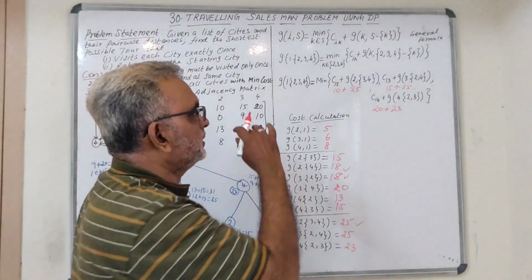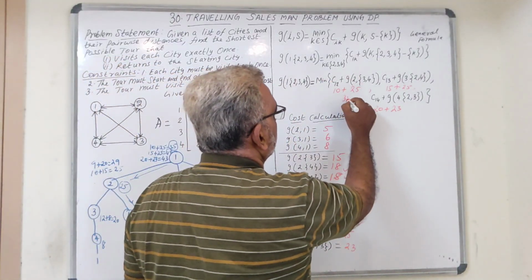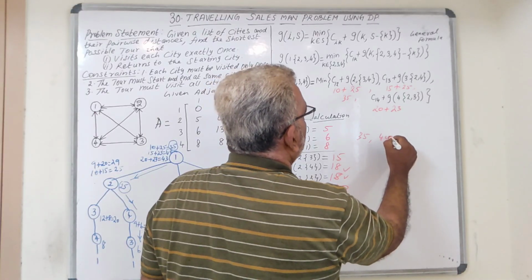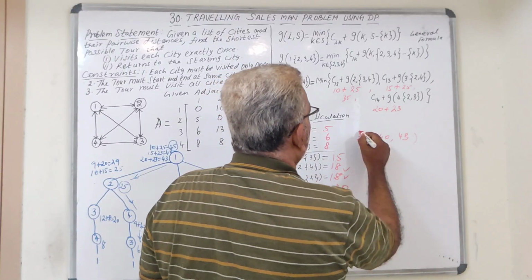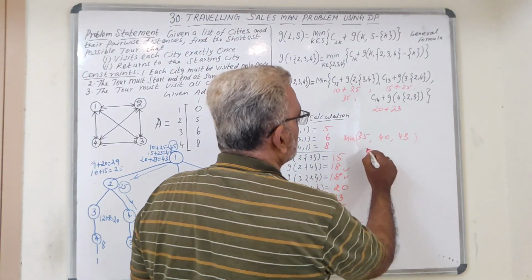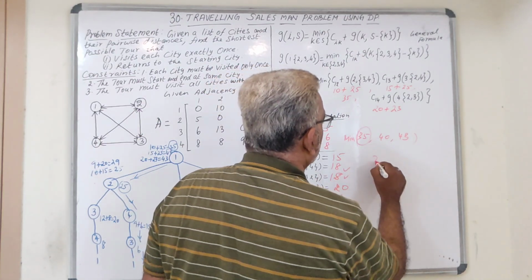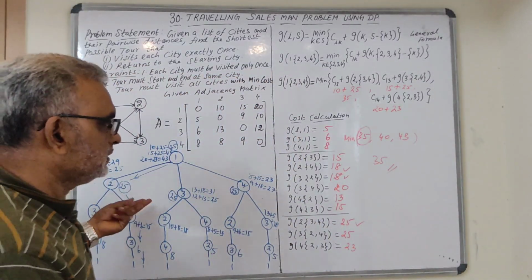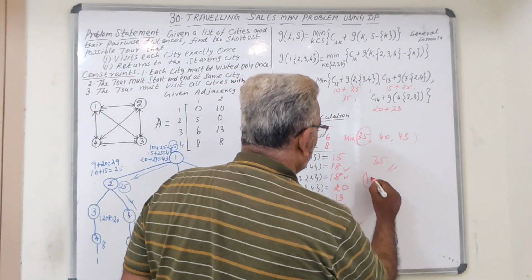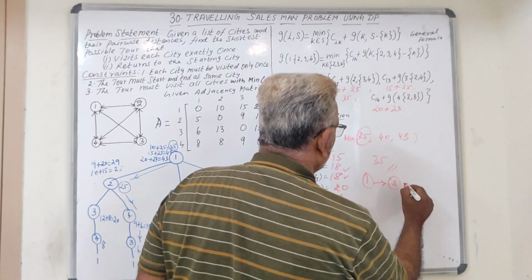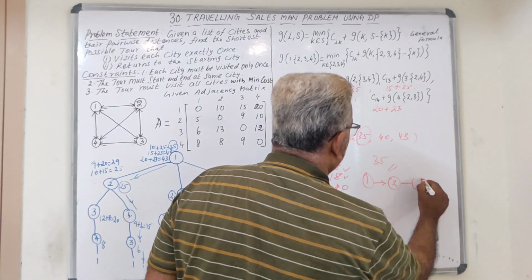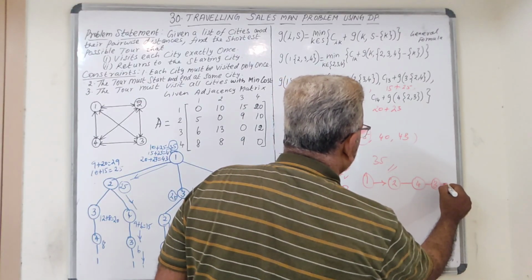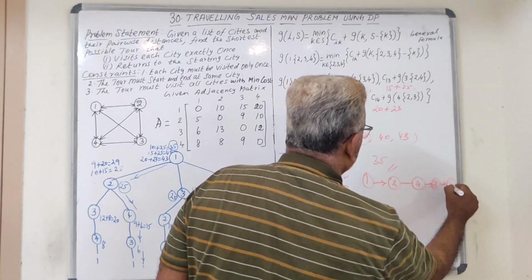Now just perform this addition. It is 35, 40, 43. We have to consider the minimum value of these. So the minimum value is 35, and our answer is 35. Of course, the given route we have already calculated: from 1 to 2, then 2 to 4, 4 to 3, and then 3 to 1.